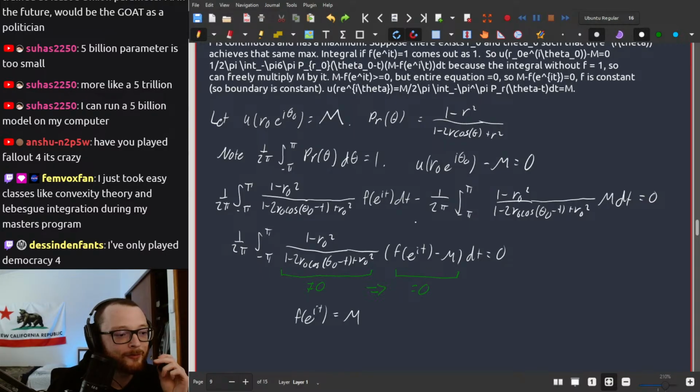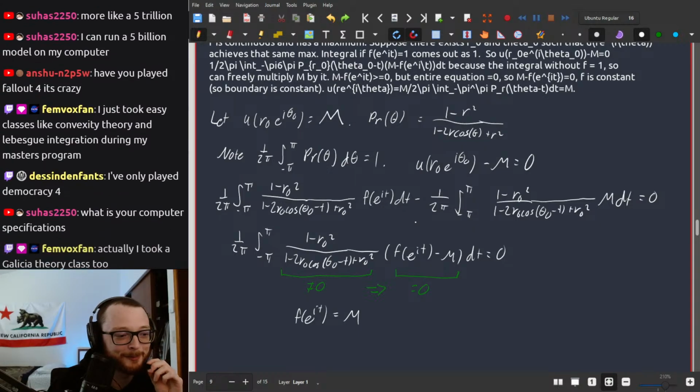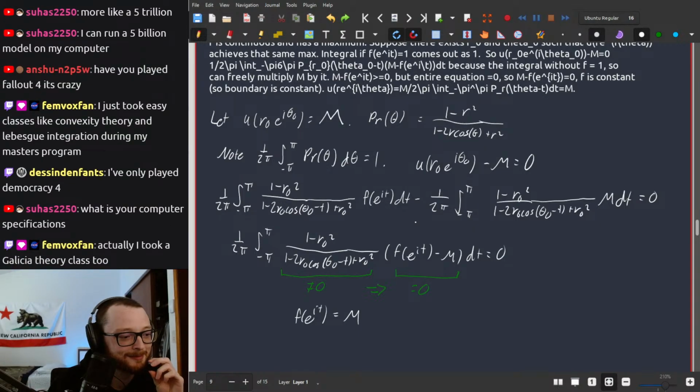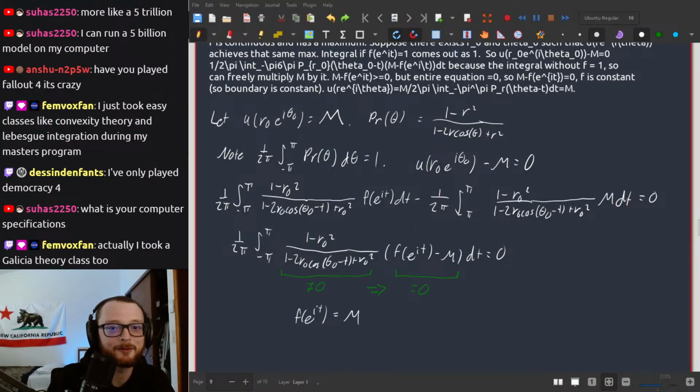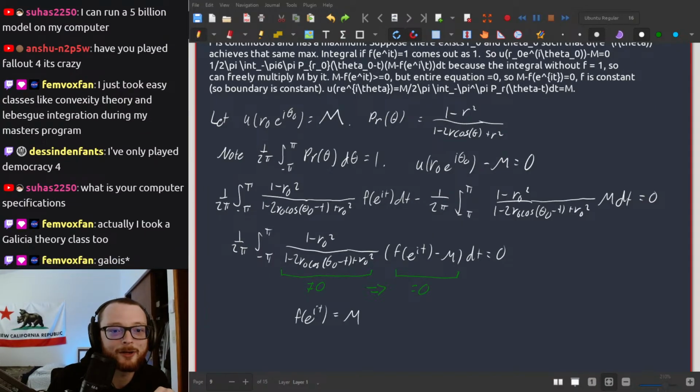You took easy classes like convexity theory and Lebesgue integration during your master's program? I doubt those are easy either. Like Lebesgue integration? Galicia theory? I never heard of that. It's not a typo for Galois theory, like an autocorrect? Galicia theory? Okay, it is Galois. Okay.